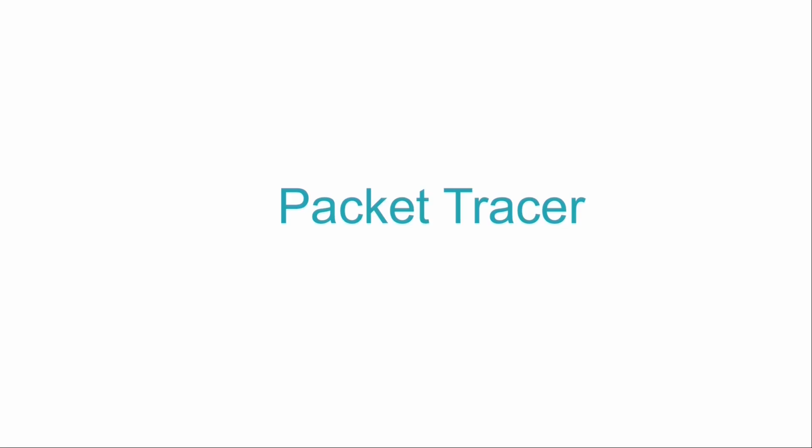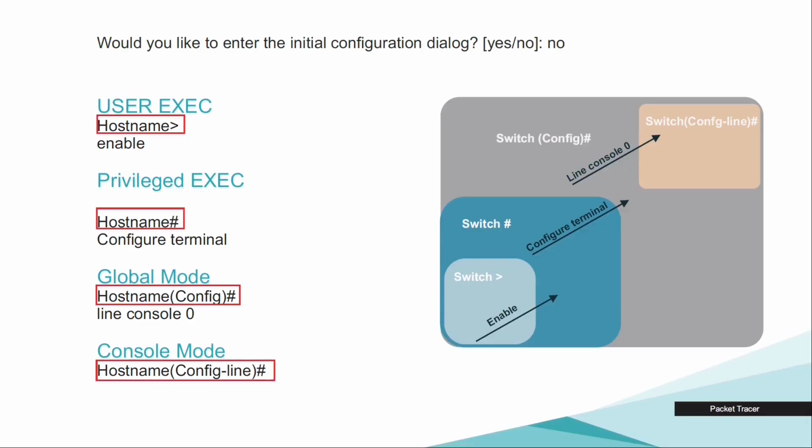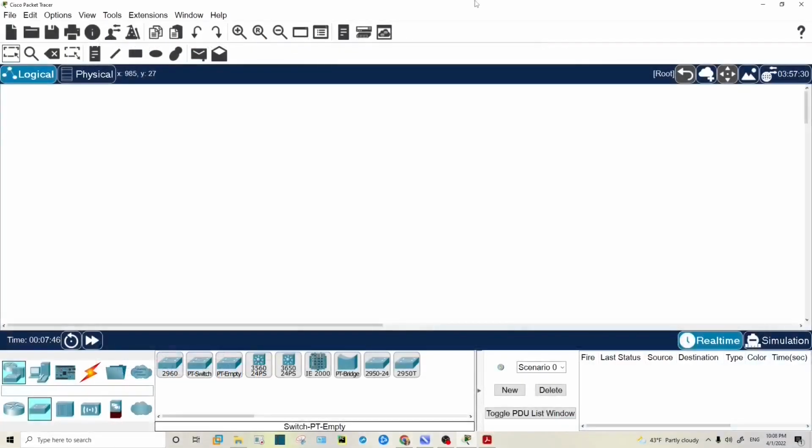In this lesson, we will continue working with Packet Tracer. We already spoke about the user mode, privilege exec mode, global mode, and the sub-configuration mode. Today we need to use the Packet Tracer in order to monitor those modes. So let's open our Packet Tracer. So here is the Packet Tracer.